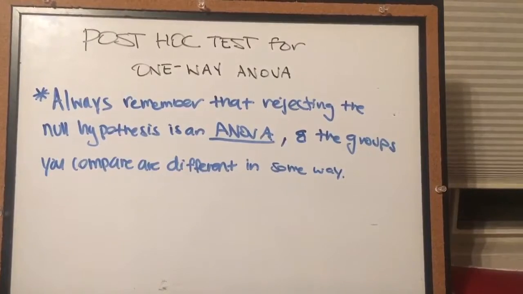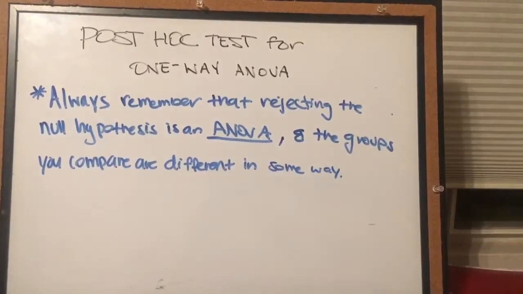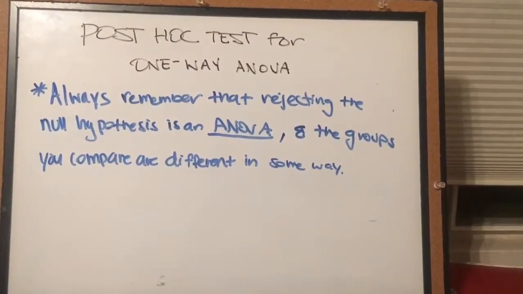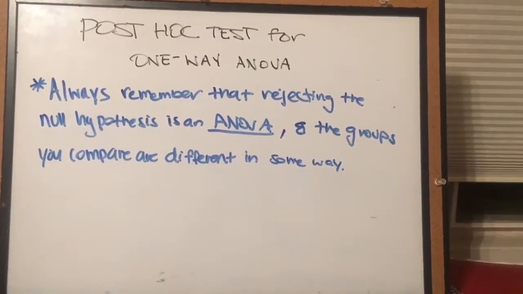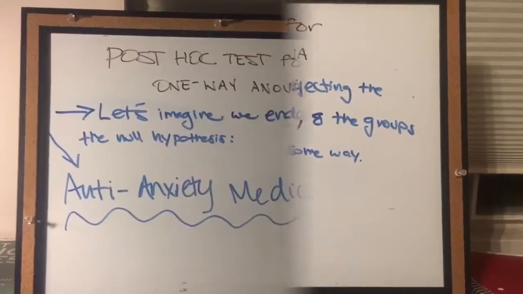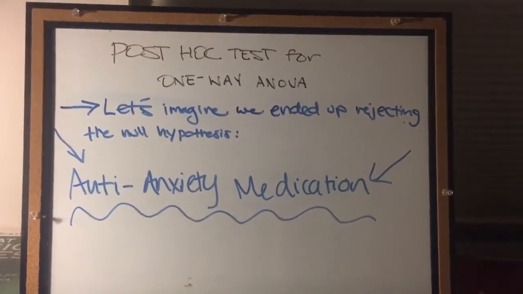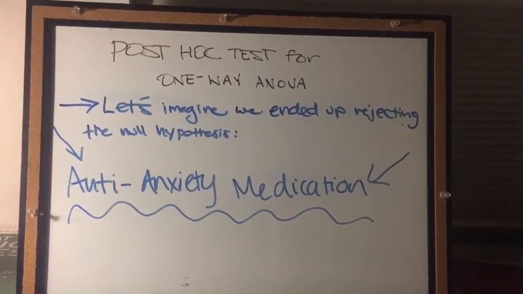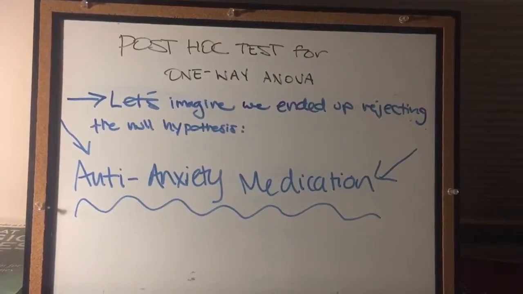Before we get started, I would like to say that you should always remember that rejecting the null hypothesis means that, in an ANOVA, the groups you compare are different in some way. So before I start explaining, let's imagine we ended up rejecting the null hypothesis.